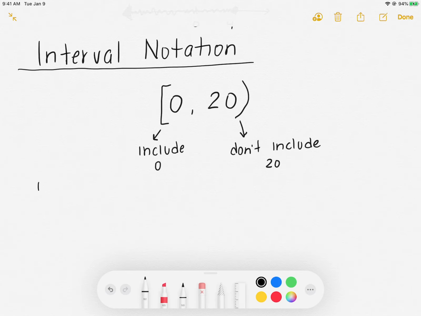So we can have a type of interval. We can have our actual interval notation. And we'll draw it as a graph just so that we can see it in a way that we know.